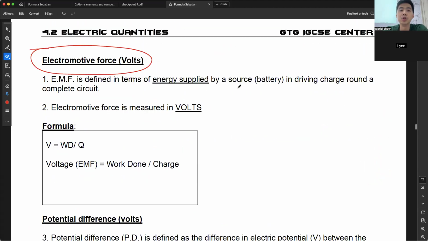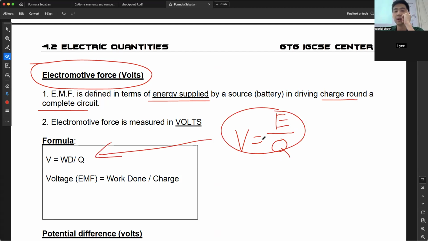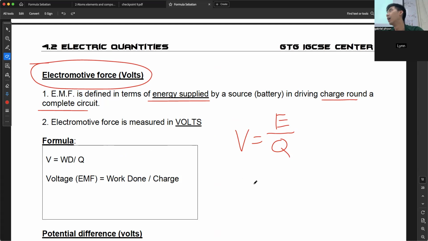The real definition of electromotive force is quite challenging and very annoying to remember. Electromotive force is defined as the energy supplied by the source in driving charge around a complete circuit. And because of this definition, the formula for electromotive force is the energy needed to drive a Coulomb charge around the circuit. These two formulas are the same thing. Okay, this is voltage, energy, and charge. This one is voltage, work done, and charge only. Get that? Yeah, energy.